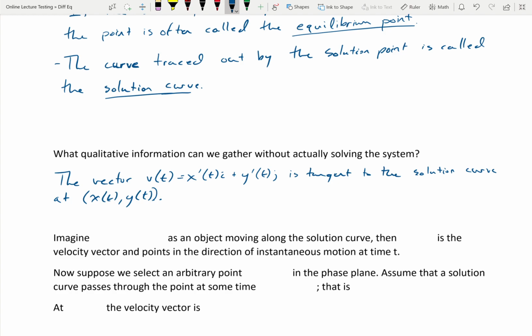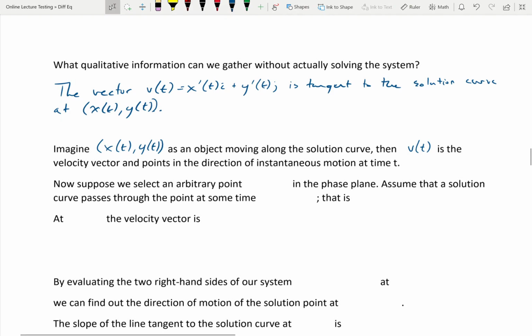So here I want you to imagine, if you will, to help better illustrate this, that this point x of t, y of t is an object moving along the solution curve. Then the vector v of t is the velocity vector and points in the direction of instantaneous motion at time t. So that's what the vector is actually talking about, the direction and, if you will, velocity. So that's where we're getting at.